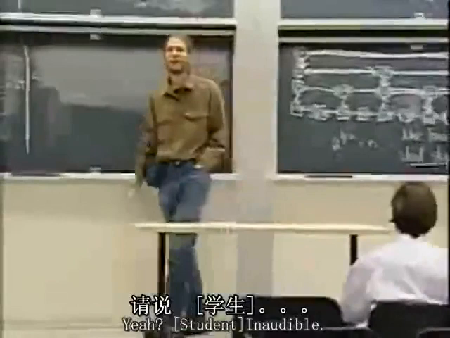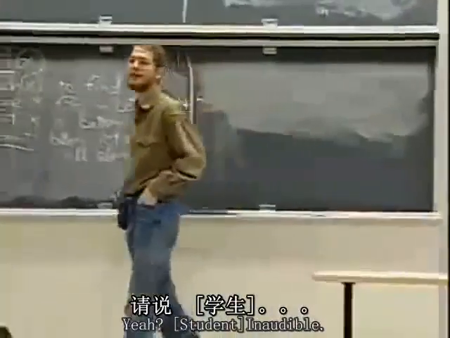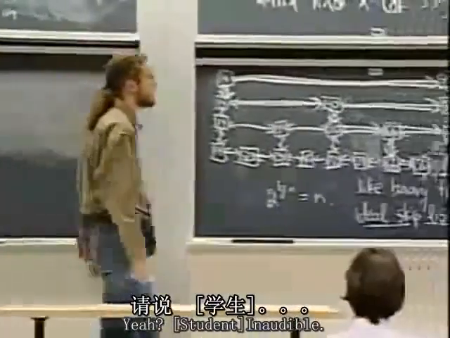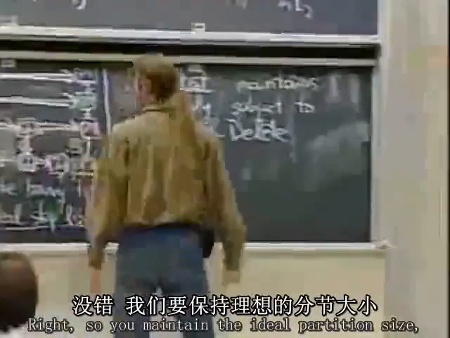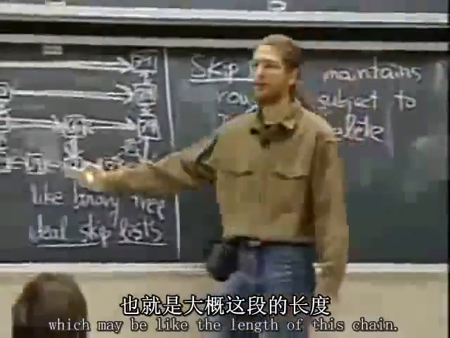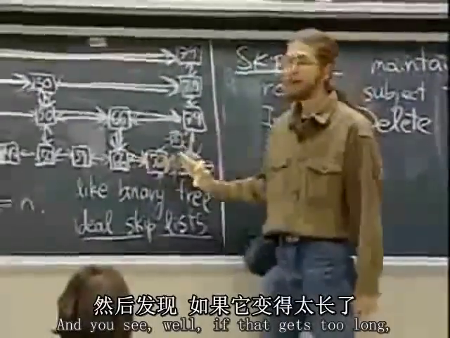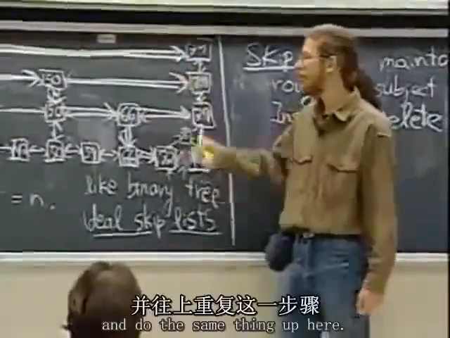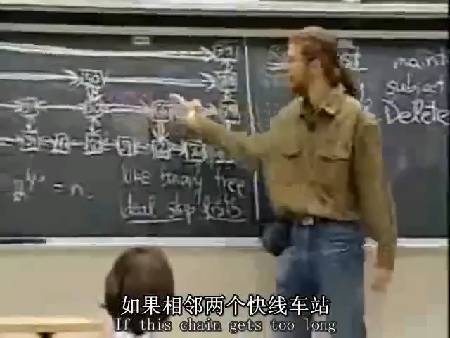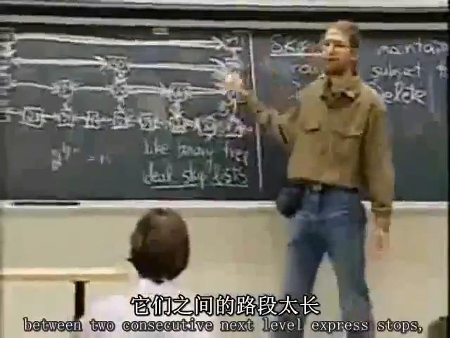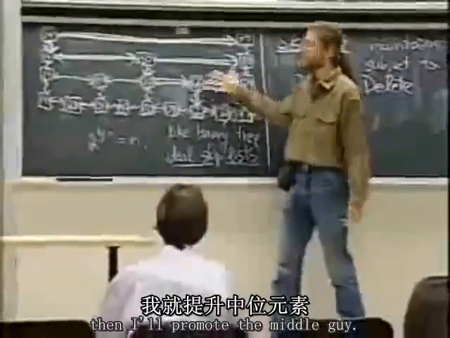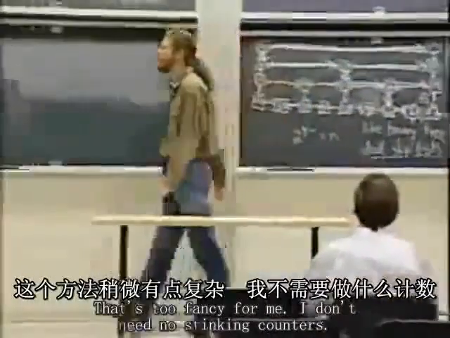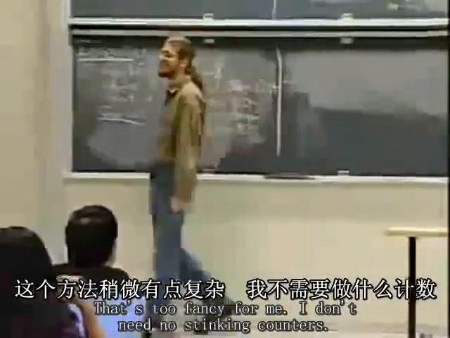Yeah. What if, based on your total number of elements, you keep an ideal partition size for your smallest partition, and when you exceed that, you do a split? Right, so you maintain the ideal partition size, which may be like the length of this chain. And if that gets too long, then I should split it in the middle, promote that guy up to the next level, and do the same thing up here. If this chain gets too long between two consecutive next-level express stops, then I'll promote the middle guy. And that's what you'll do in your problem set. That's too fancy for me. I don't need no stinking counters.